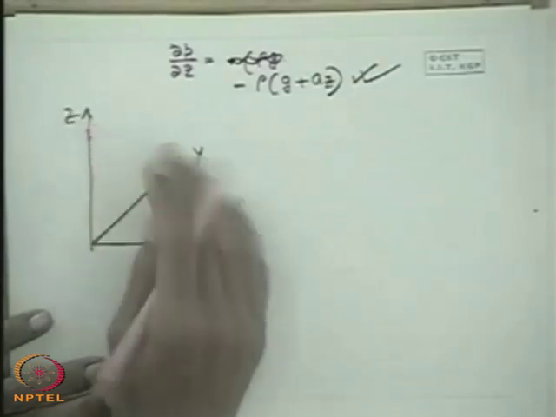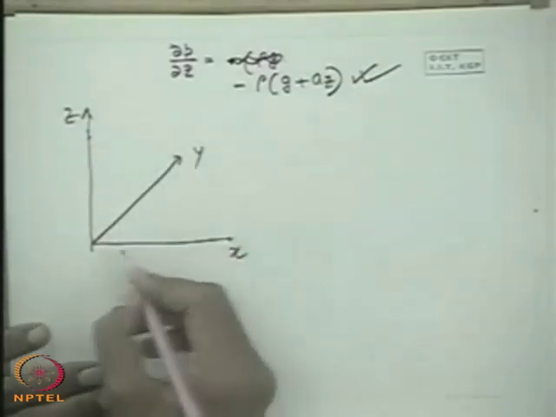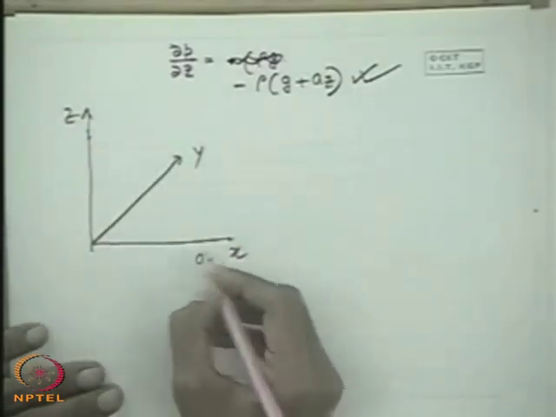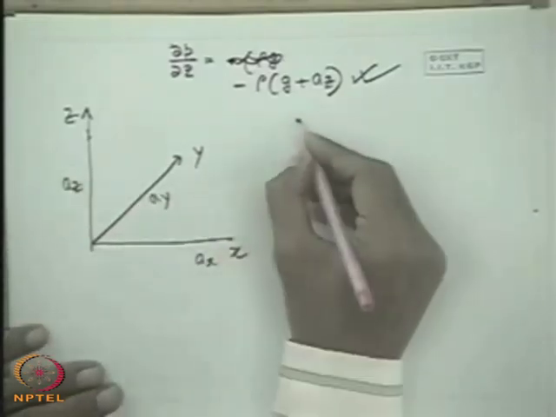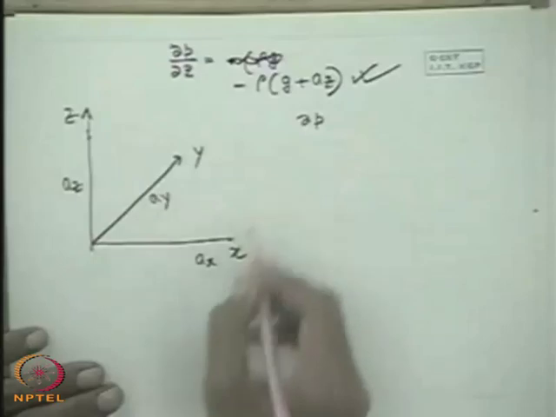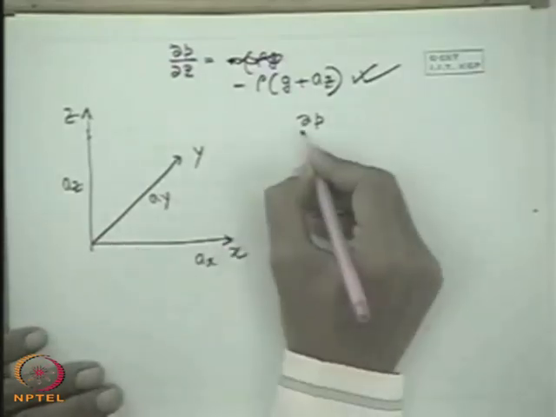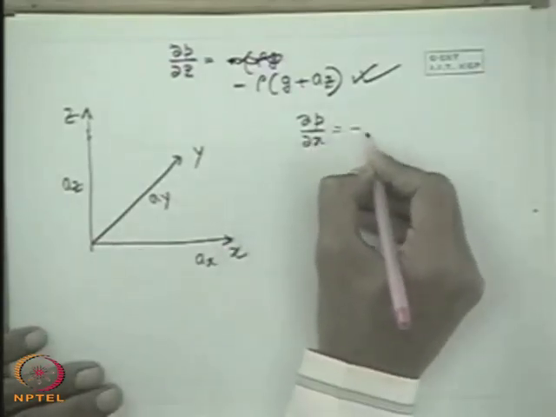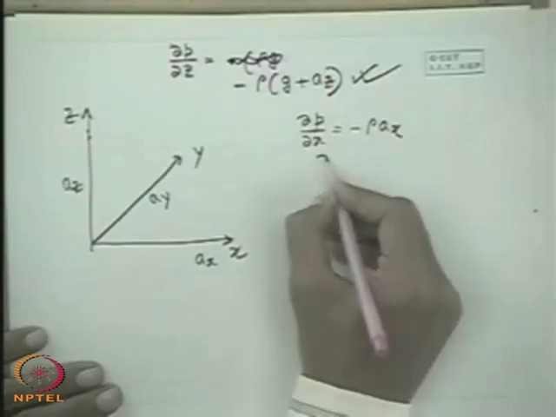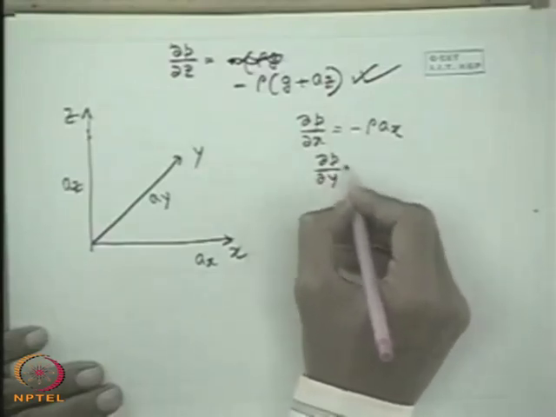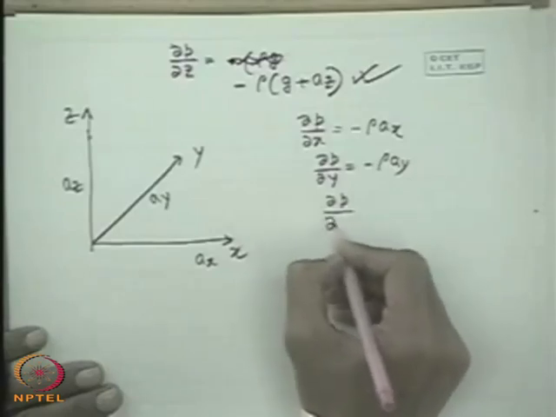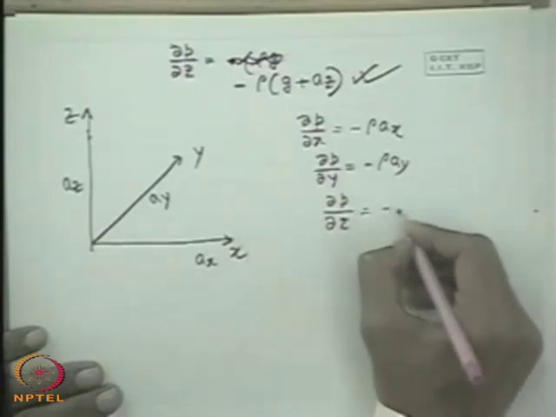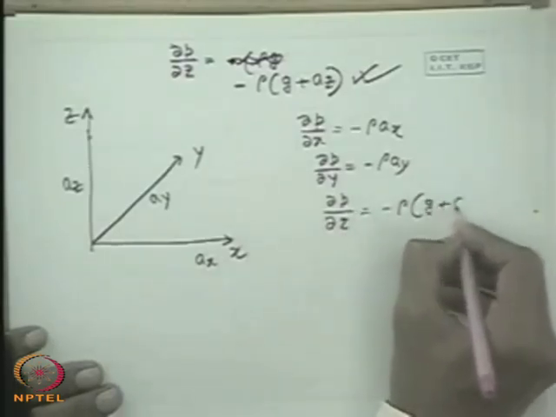That means if a fluid mass is uniformly accelerating in x, y, z with acceleration components ax, ay and az, then the pressure distribution in the fluid mass in x, y, z direction follows this equation. If you recall what we have just derived, del P del y is minus rho ay and del P del z is minus rho into g plus az.